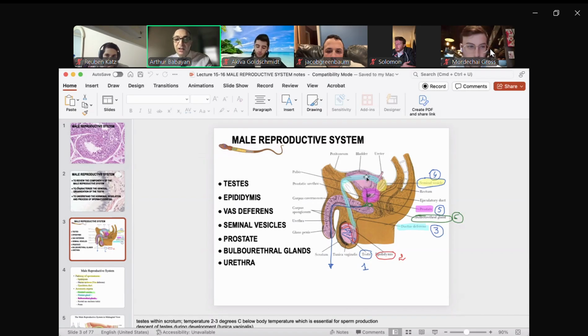Here in blue, it goes to the spermatozoa, whatever will be processed in the testes. They travel to the epididymis. From the epididymis through the vas deferens, ductus deferens, they mix with the seminal vesicle secretion. That is number 4, seminal vesicles. Then they mix with the prostate gland secretion. That is number 5. And number 6 is the bulbourethral glands.